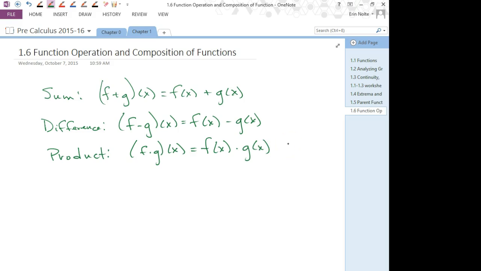Okay, and the last one, what's the fancy word? Quotient. Okay, so to divide, you'd write f divided by g of x, which is exactly equivalent to f of x divided by g of x.